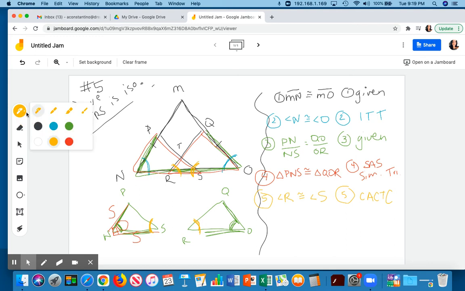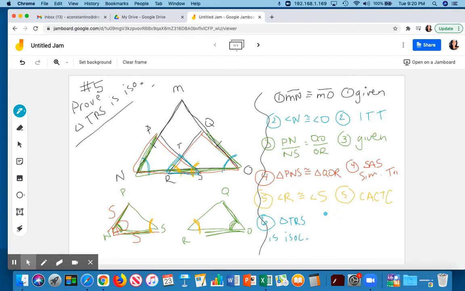And then, voila, if we can highlight this TRS here, I know it's getting a little messy, but basically what we just proved is that R and S are those base angles. So we can go ahead and jump to what we were supposed to prove, which is that triangle TRS is isosceles. And so we kind of disagreed on this.